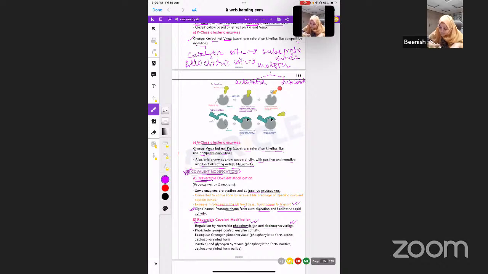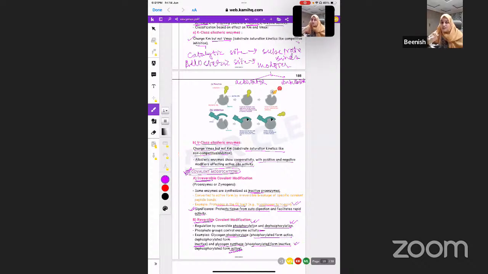Now these phosphate groups control enzyme activity. The examples are glycogen phosphorylase: when it is phosphorylated, it becomes active, and when it is dephosphorylated, it becomes inactive. Similarly, glycogen synthase: when it is phosphorylated, that is, a phosphate group is added to glycogen synthase, it becomes inactive. And when it is dephosphorylated, that is, the phosphate group is removed, it becomes active.